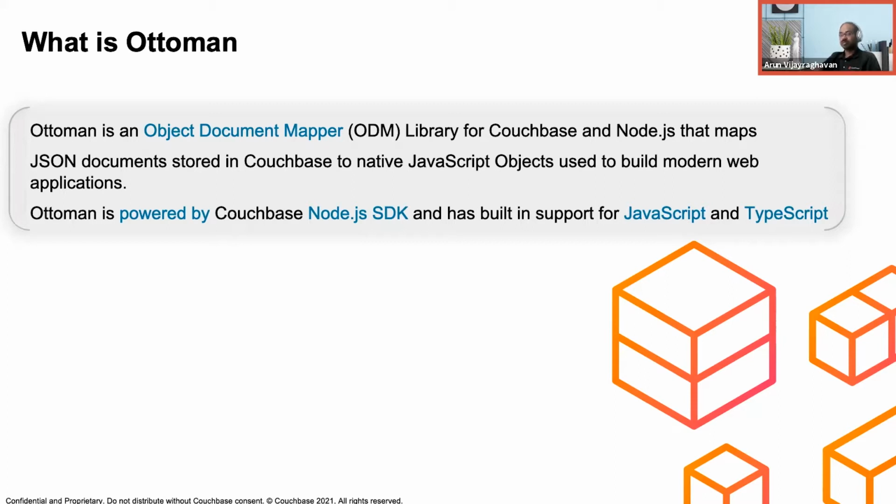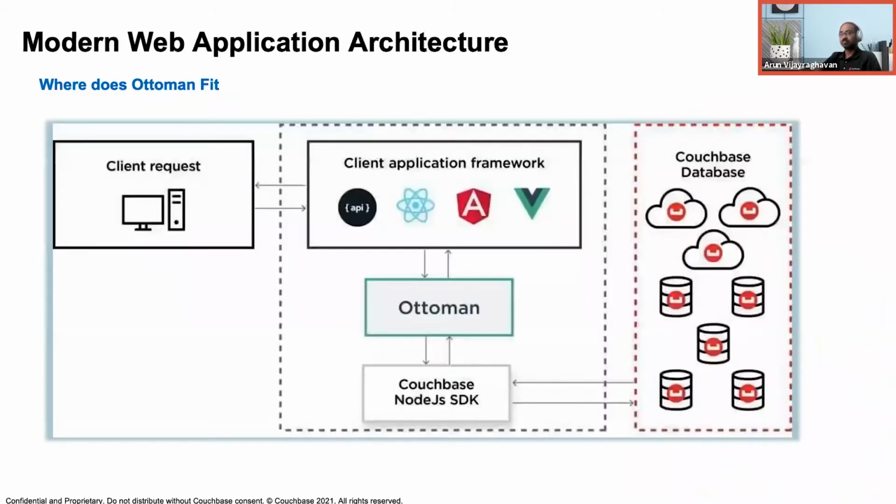Moving on to the next statement, what does it mean when we say Ottoman is powered by Node.js SDK? Ottoman sits on top of the Couchbase Node.js SDK. So ideally, the Node.js SDK is what communicates with Couchbase. Ottoman encapsulates a lot of underlying complexity for you, which otherwise would take a lot of time to build. We will talk more about these in the upcoming slides. Lastly, Ottoman is written to provide support to the most popular and emerging languages, that is JavaScript and TypeScript.